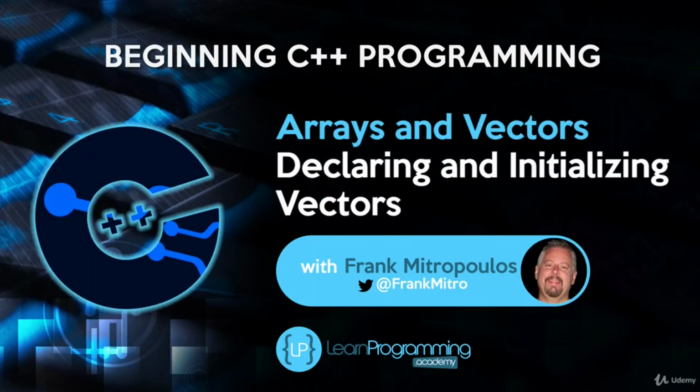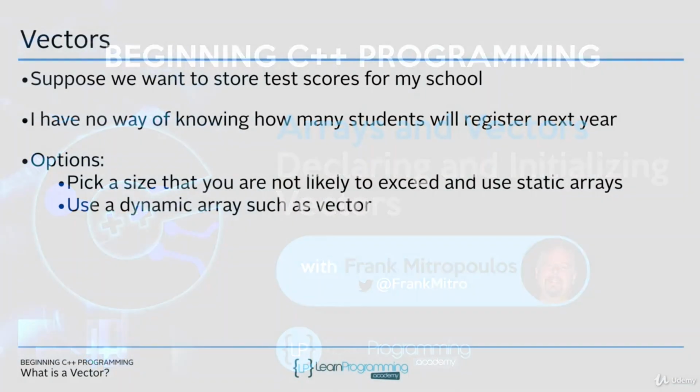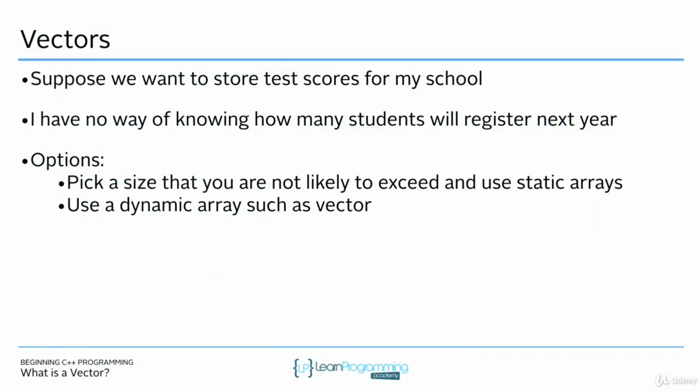In this video, we'll learn about C++ vectors. Suppose we want to store test scores for students in a class, but registration hasn't started yet, so I don't know how many students I'll have in class. Also, students drop and add as the semester progresses. How can I model this information using an array as we've seen to this point?